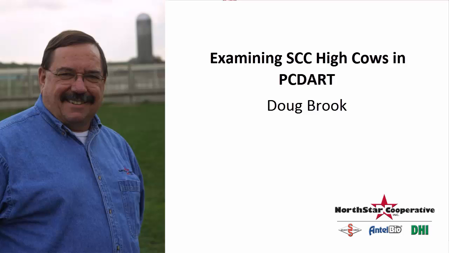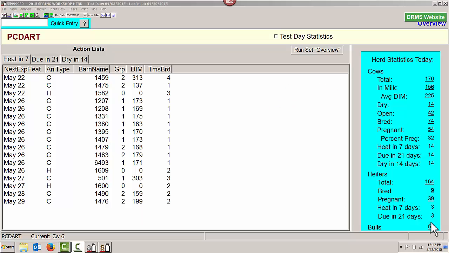Today we're going to be creating a report that talks about somatic cell count high cows. We're going to use the DHI test day report 241 to look for database items that we can use when we generate that user report.